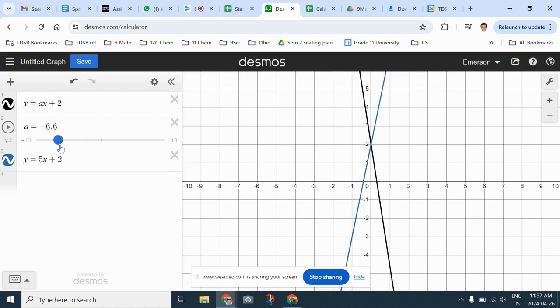Okay. Now, step 9, they say create a perfectly vertical line. You have to actually type it in. So x equals 5. That would be a perfectly vertical line.